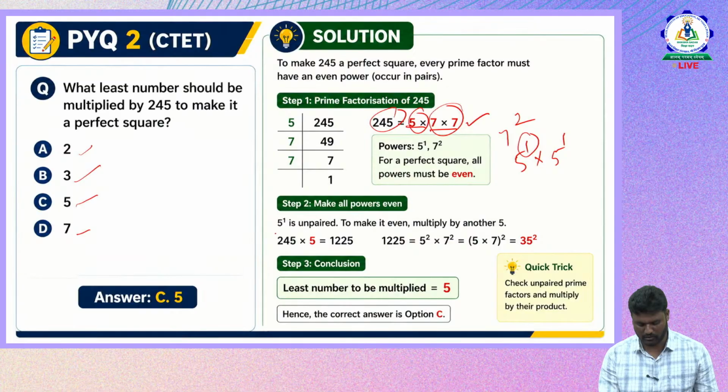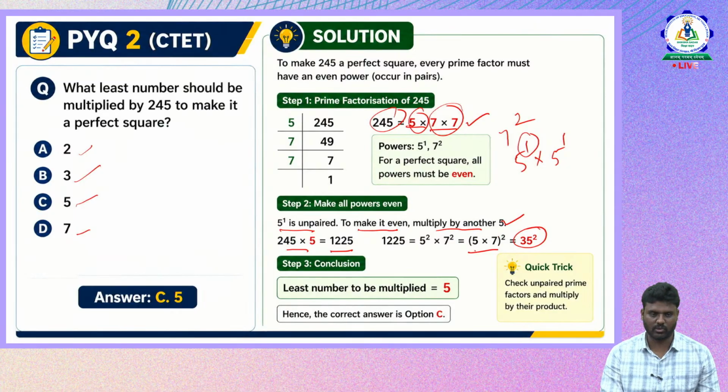Now 5 to the power of 1 is unpaired, so to make it even we have to multiply with another 5. So 245 into 5 becomes 1225. Now if we simplify, we get 5 square into 7 square, that becomes 35 square. So which is the least number we have to multiply to make it a perfect square? That is the answer, 5.